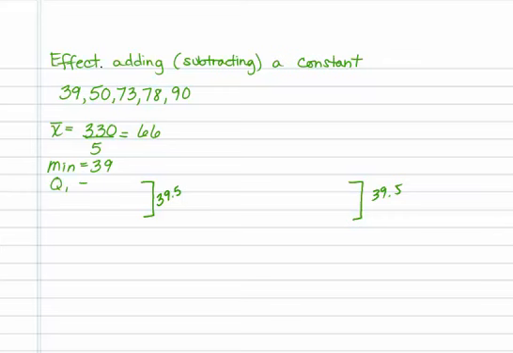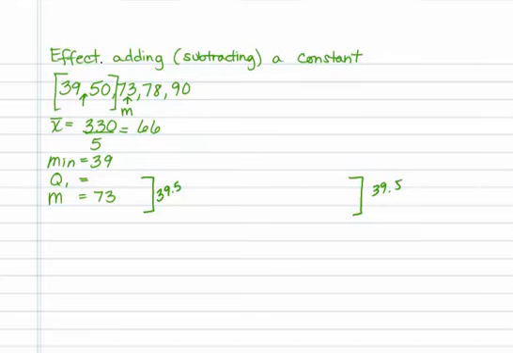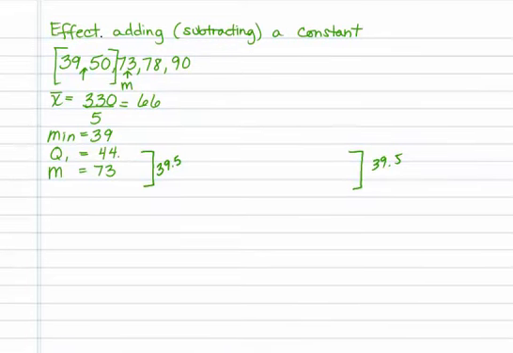Quarter 1. The average is about a 66, and the median is here. So the median is 73. We don't count the 73. We need to find the middle between 39 and 50. So if I average those two together, I get 44.5.